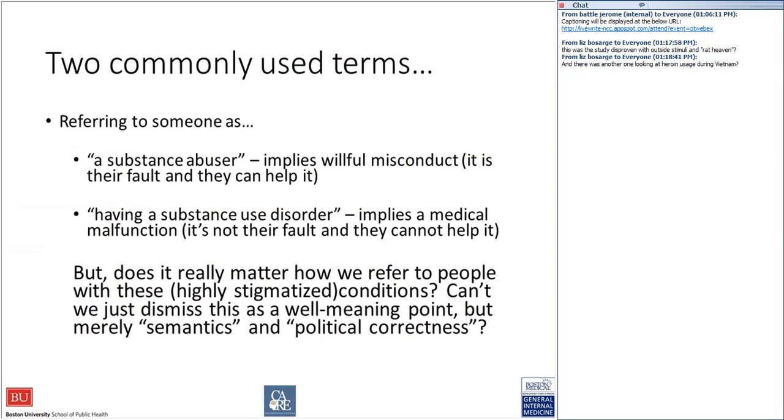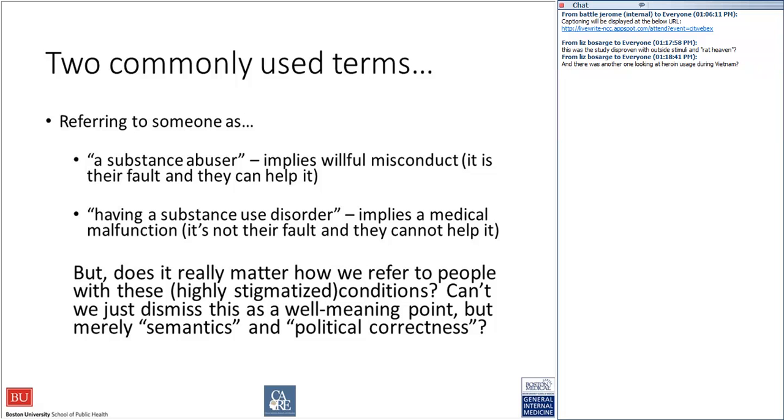Now, how does this relate to substance use disorders? Well, there are two commonly used kinds of terms to refer to people with substance use disorders: disease-first terms versus person-first terms. Referring to someone as a substance abuser implies willful misconduct, like it's their fault, that they could help it, right? If we refer to them as suffering from or having a substance use disorder, this implies a medical malfunction, right? It's not their fault, they can't help it.